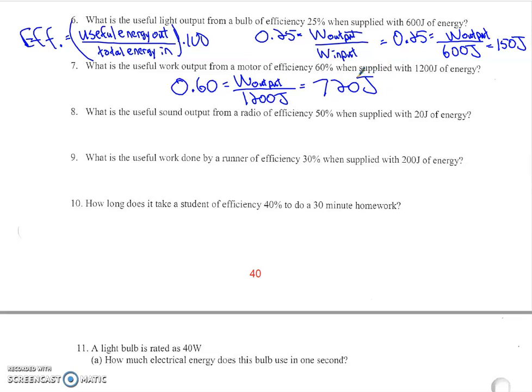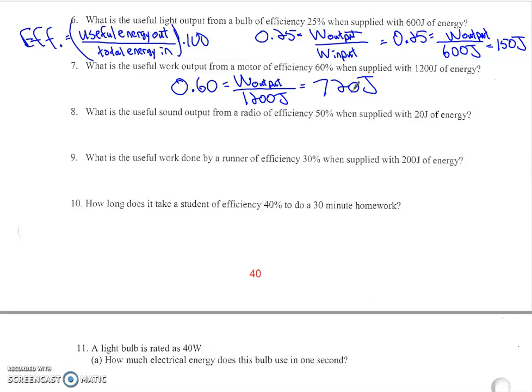Now, it should kind of make sense if it was 50% efficient and it's supplied with 1,200. If it was 50% efficient, then you would get an output of 600, right? It would be exactly half of this. So you have a little more than half, 60%. So you should expect your answer to be a little more than that 600 if it was half of it, right? You can always double check your work like that too.